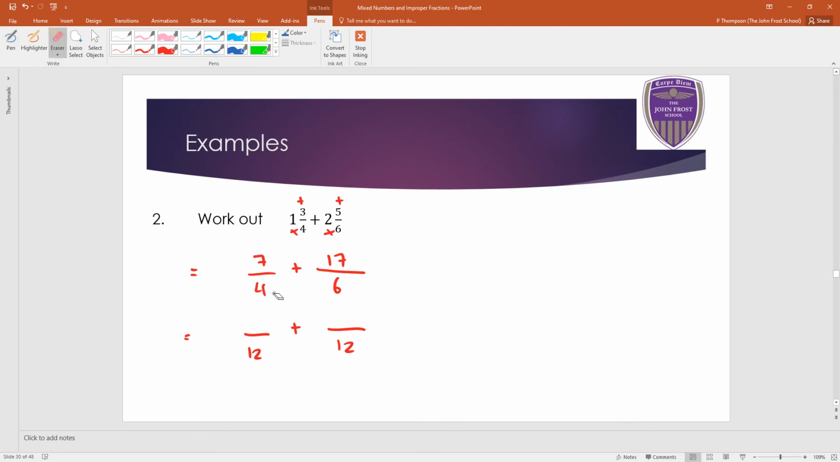4 times 3 is 12, so 7 times 3 is 21. 6 times 2 is 12, 17 times 2 is 34. Add them together now. So 12 on the bottom, and on top this would be 55. And again, with the shortcut to go back to a mixed number, 55 divided by 12 is 4, remainder 7. So it's 4 7/12.